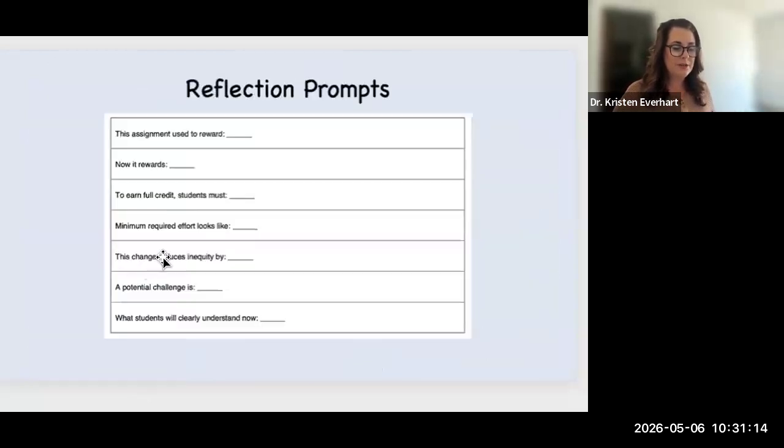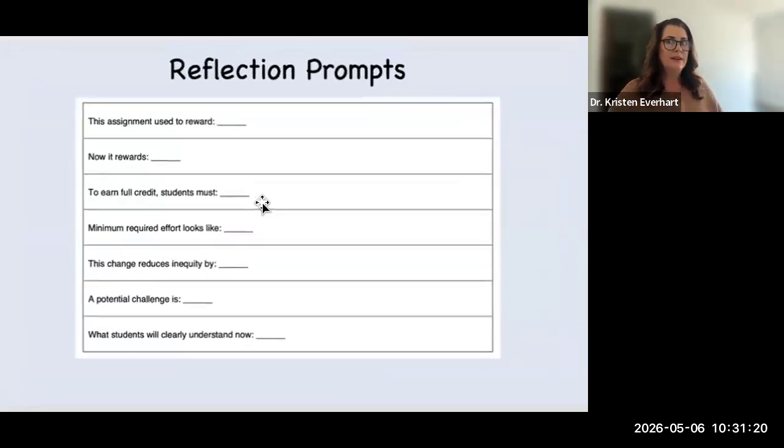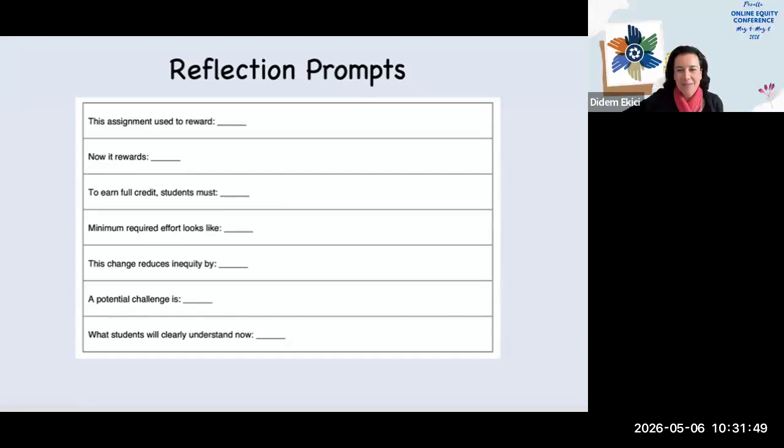Oh, and then I included these reflection prompts so that hopefully this will help you confirm that you're aligning the new assignment with labor-based grading a little bit more, right? To help clarify for students, then, what is the goal if it's not points. All right, do we have questions before we go into the breakout room? I've done this workshop in person before, not online. So if it's not translating the same.